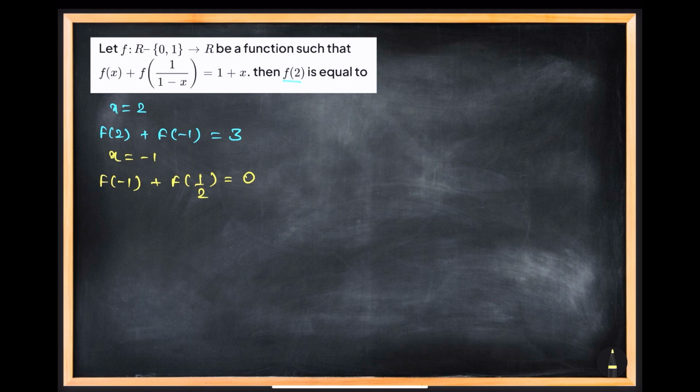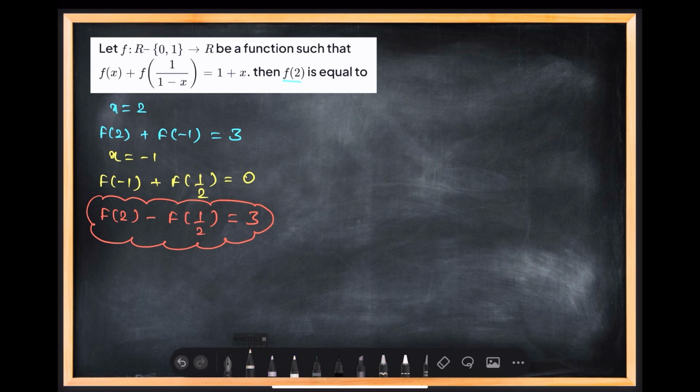So we got this thing. Earlier we were having a problem with f(-1). Now let's replace that f(-1) with this. So we got f(2) minus f(1/2) is equal to 3. Now earlier you were having a problem with f(-1). Now look at this. This time you are having a problem with f(1/2). So how will you respond? Just go and calculate f(1/2) by replacing x with 1/2.